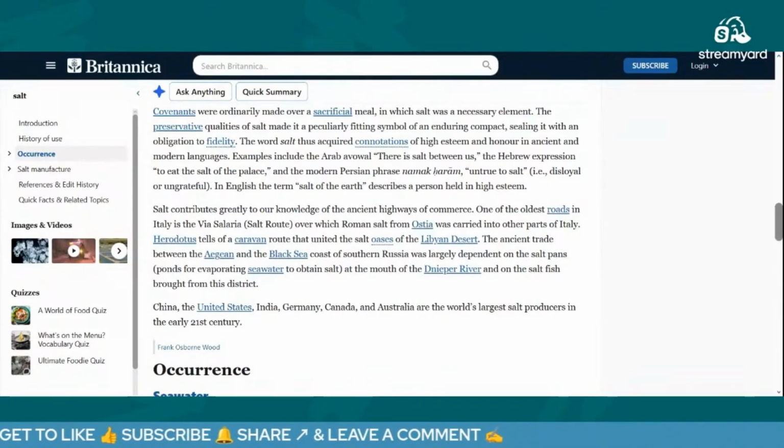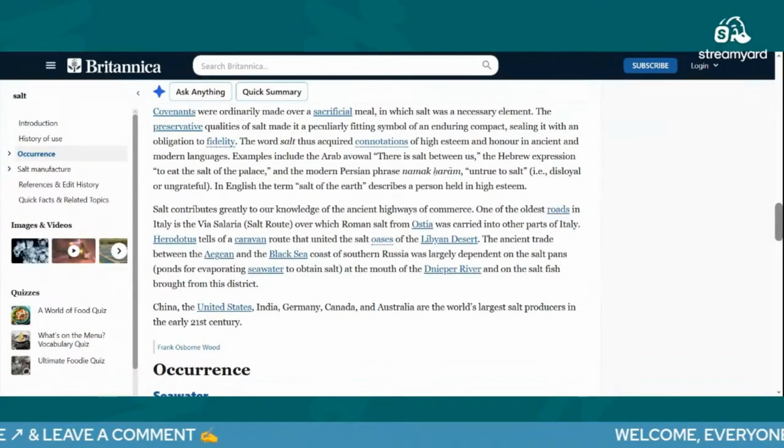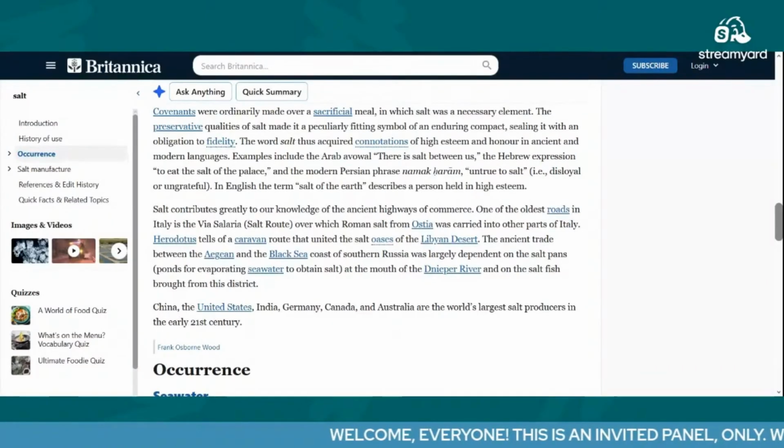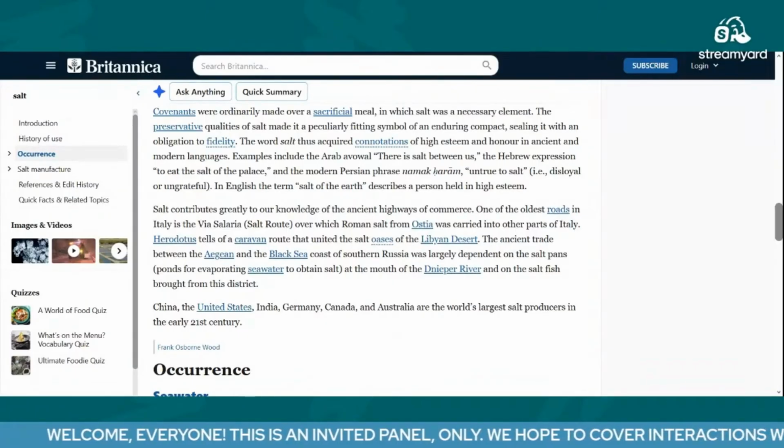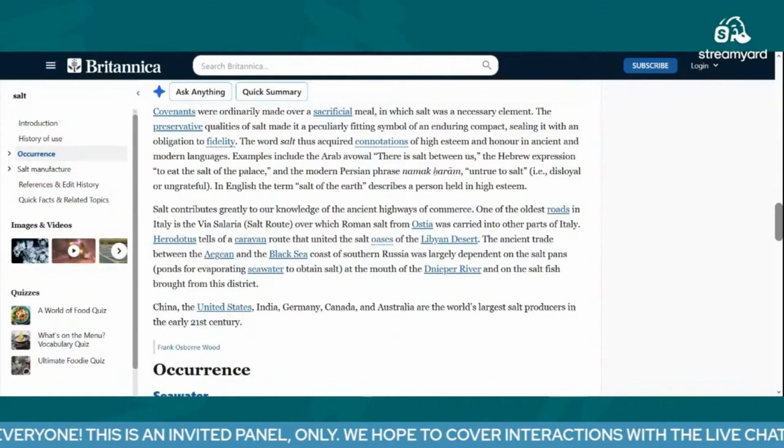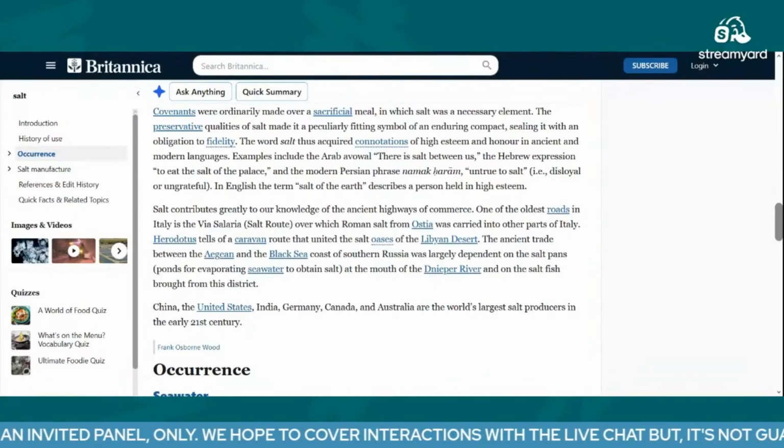Salt contributes greatly to our knowledge of the ancient highways of commerce. One of the oldest roads in Italy is the Via Salaria, which means salt route, over which Roman salt from Ostia was carried into other parts of Italy.